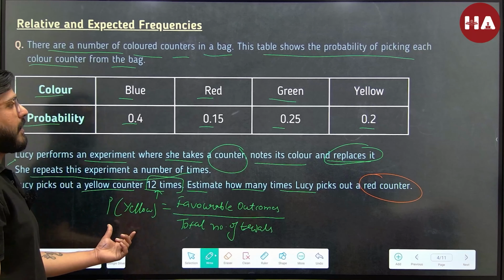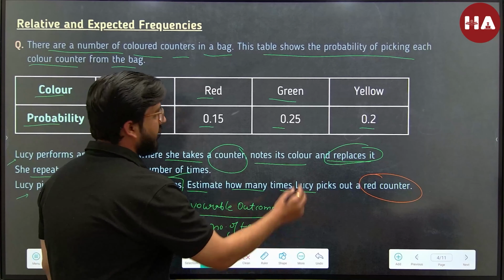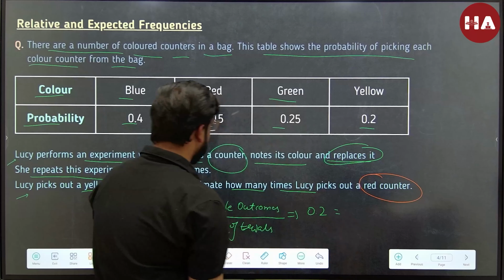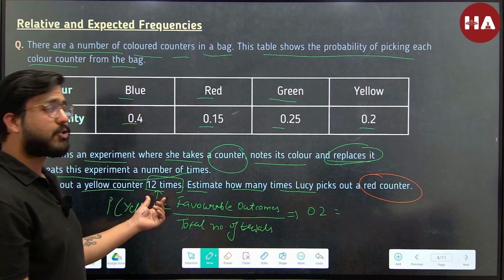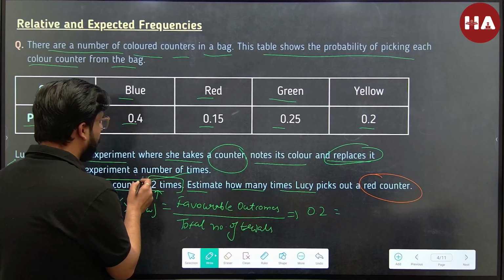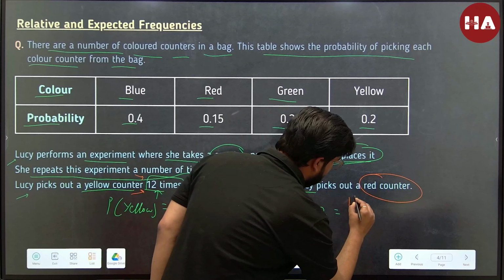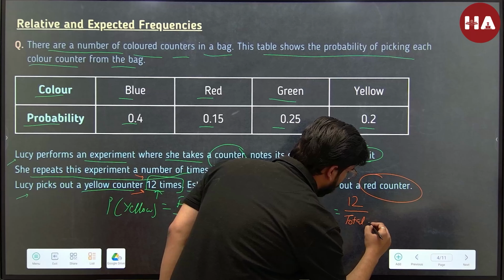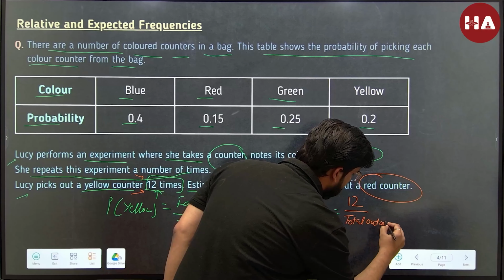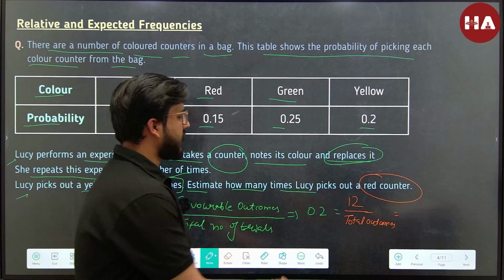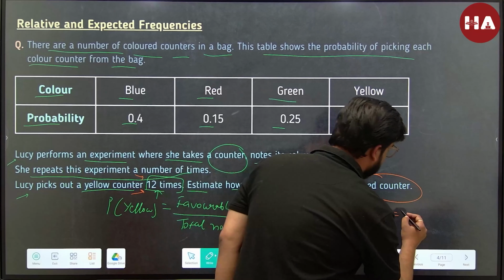So the probability of getting a yellow counter is what? Which is given to be 0.2. Similarly, the number of favorable outcomes is coming to be what? You can see that the number of favorable outcomes is 12, it is already stated, and the total number of trials or total outcomes. Okay, now you can move this to the left hand side and do the transposition part.